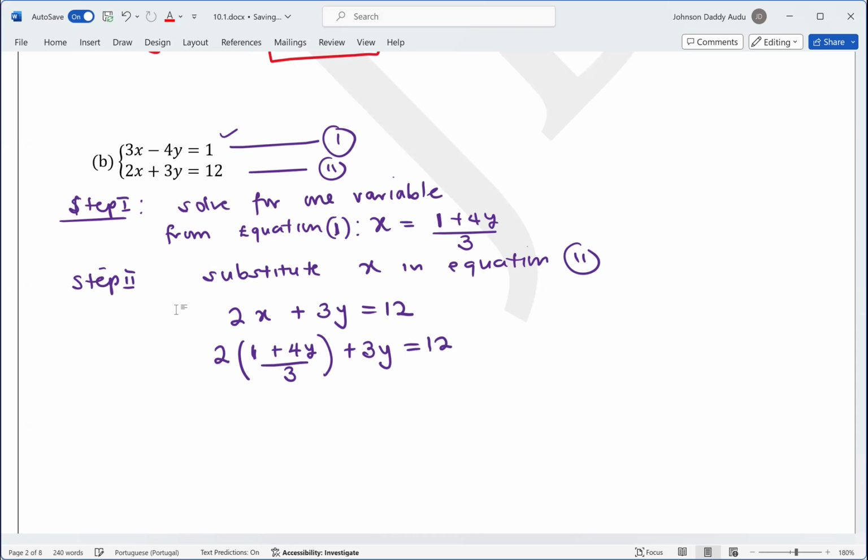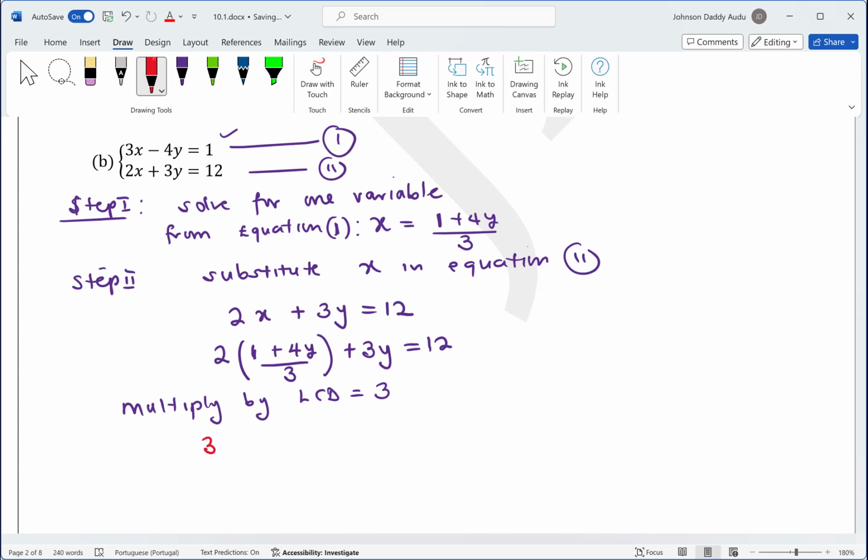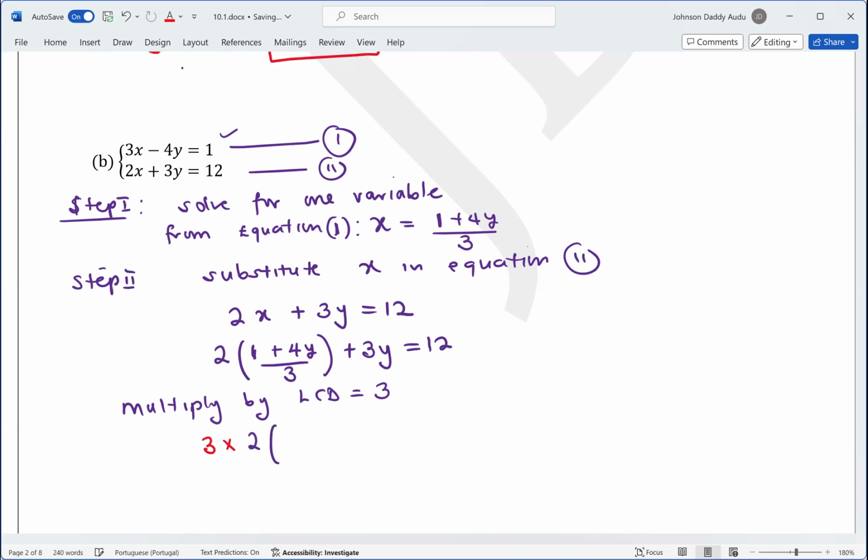And then we can multiply everything by 3 just to clear the fraction. So let's say multiply by the LCD, which is equal to 3, right? So you will have something like this. You'll have 3 times 2 into 1 plus 4y over 3 plus 3y equals 12.